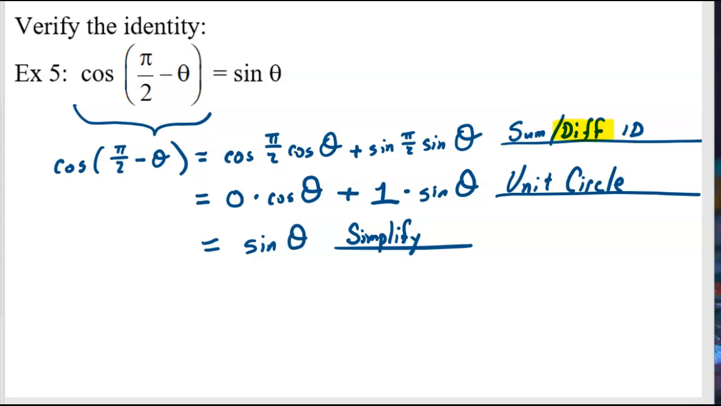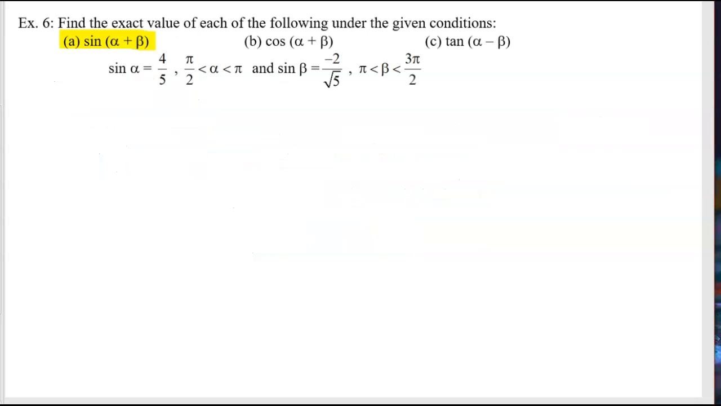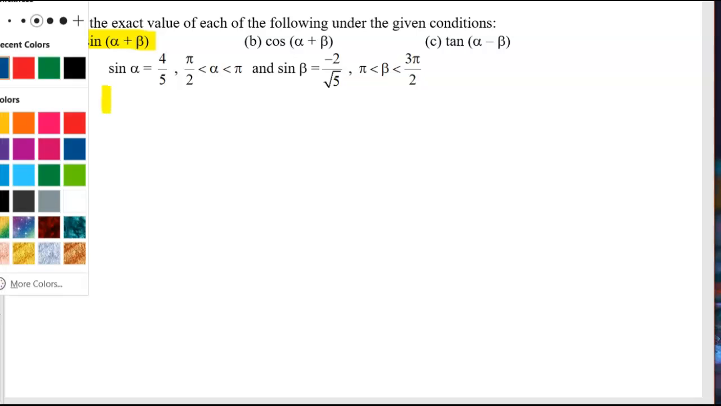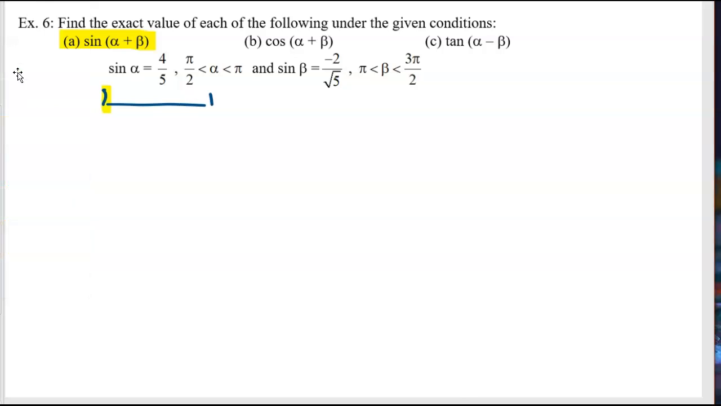All right, so that takes us to example 6. Now we're really getting into a lot of the stuff we've done in the past, and I'm going to make a sketch. You do not have to make the sketch I'm going to make, but I'm going to make a sketch for each of these. So now I'm going to find 3 different values. So 6 part A is find sine of alpha plus beta, part B, part C. So part A, I know that sine of alpha is given. So sine of alpha is 4 over 5.